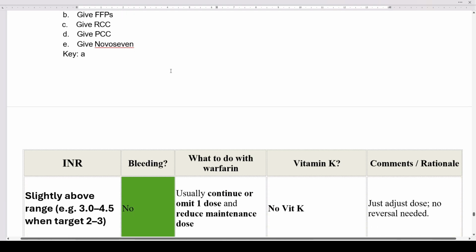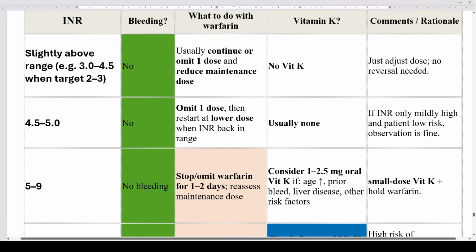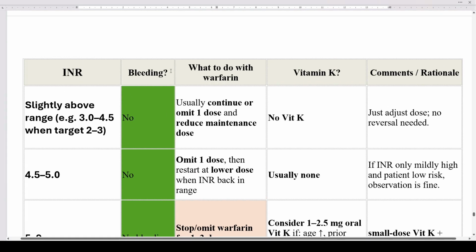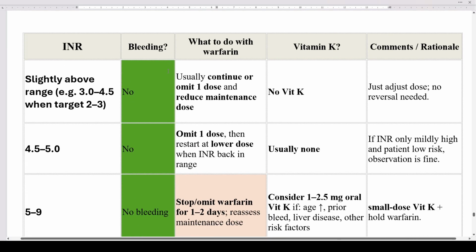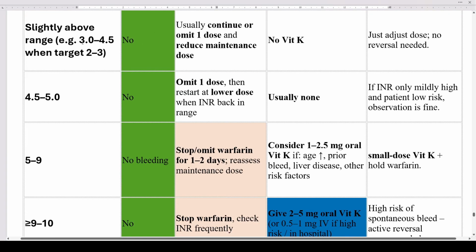Okay, so just remember this table. I think it should be for the heme residents, but I want to revise this with you guys. Just go through it. If the patient is taking warfarin, we will do INR. The target value is usually 2.2 to 3.